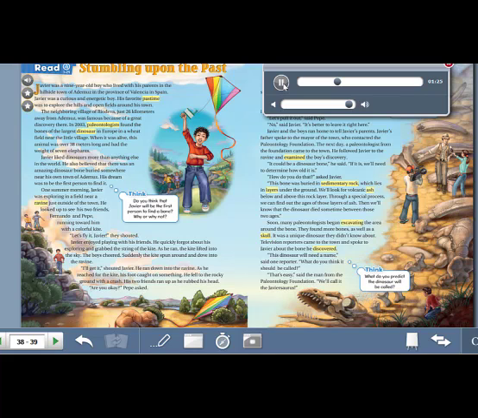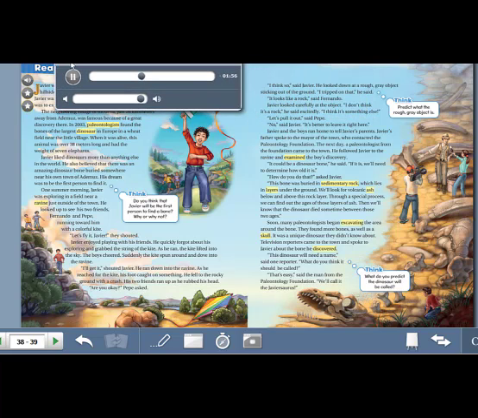He looked up to see his 2 friends, Fernando and Pepe, running toward him with a colorful kite. "Let's fly it, Javier!" they shouted. Javier enjoyed playing with his friends. He quickly forgot about his exploring and grabbed the string of the kite. As he ran, the kite lifted into the sky. The boys cheered. Suddenly, the kite spun around and dove into the ravine.